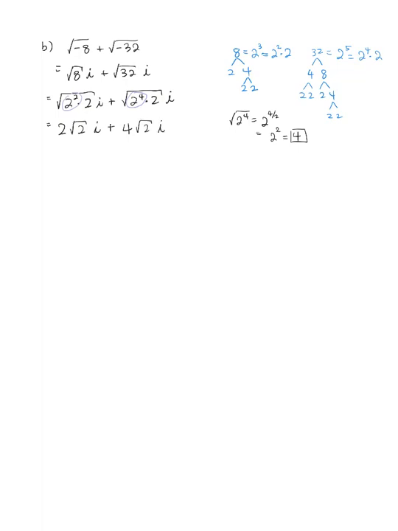Alright, so I think we can combine the like terms here. The like terms are square root of 2i. So if I have to show all the steps, this is the same thing as 2 plus 4 times the square root of 2i, which gives us 6 square root of 2 and then i at the end.